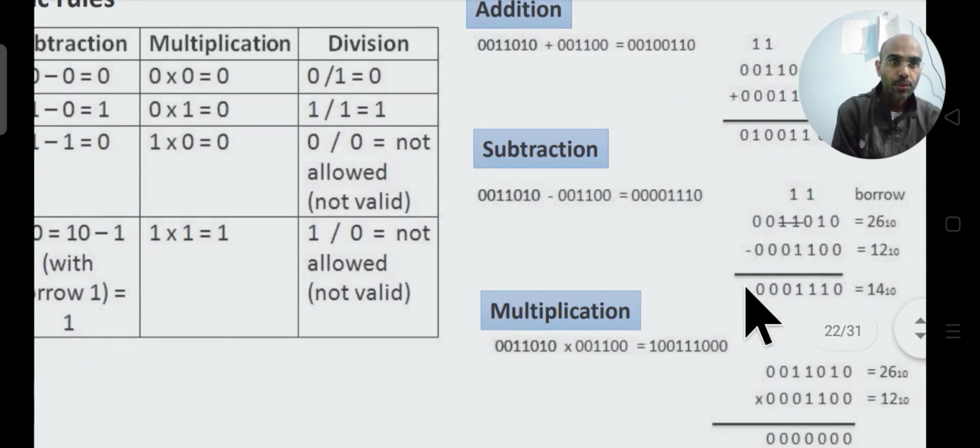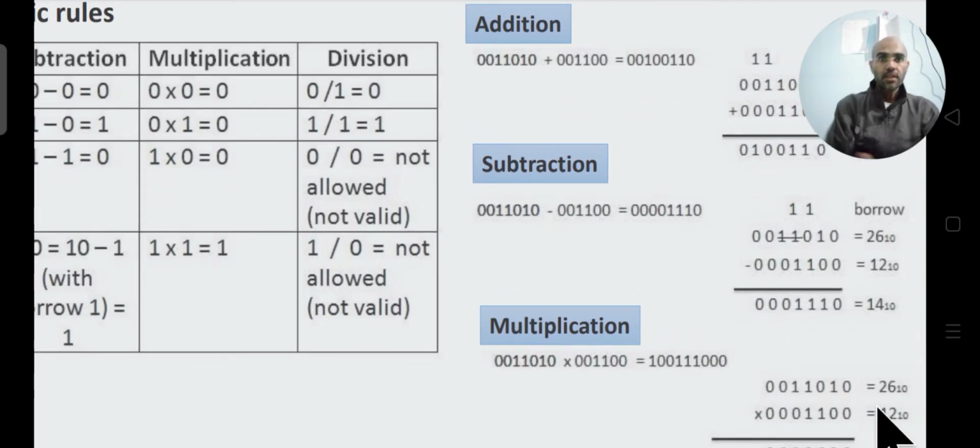Moving on to the subtraction part. To perform the subtraction of two numbers, let us say the two numbers are 0011010 minus 0001100. We want to subtract 0001100 from 0011010. To do this, we again have to use the rules. 0 minus 0 is 0. 1 minus 0 is 1. Whereas 0 minus 1 is not possible, so we have to borrow.